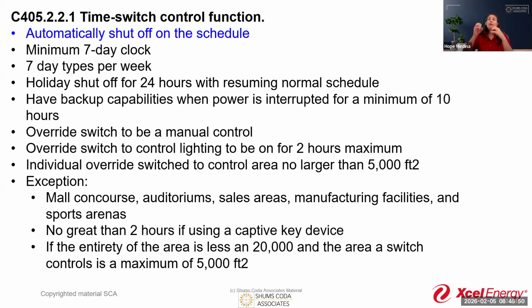So if the power goes out for at least 10 hours, it has the ability to maintain the scheduling. There also must be a manual override switch, and that override switch can only control an area up to 5,000 square feet and have the ability to keep the lights on for a maximum of 2 hours. Typically, I see this in a sequence of operations or in a note on the plans.